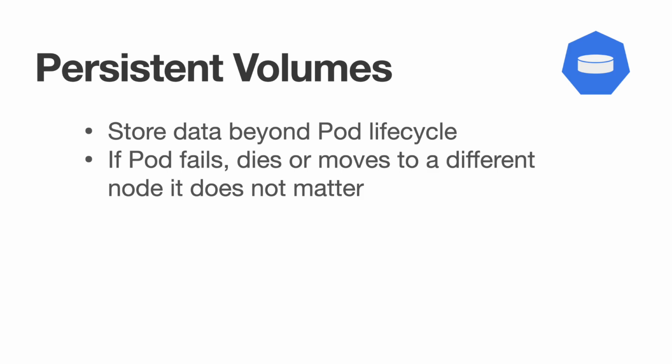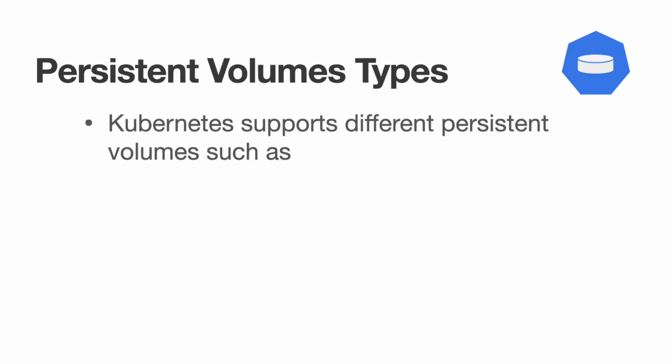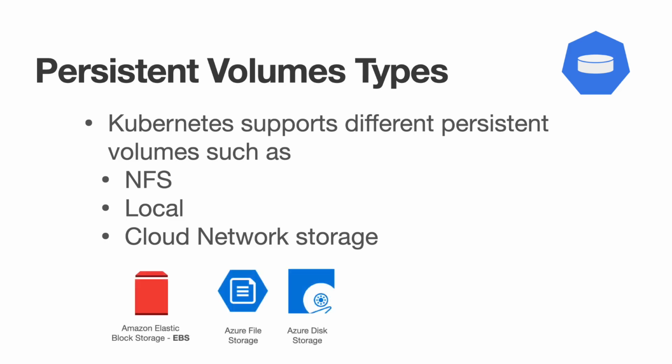Now, when it comes to persistent volumes, we have a couple of types. Kubernetes basically supports NFS. You can have local persistent volumes and also cloud storage. For example, if you're running Kubernetes on AWS, you get EBS, Amazon Elastic Block Storage. If you're running on Azure, you get Azure File Storage and disk storage as well. Or if you're running on GCP, or Google Cloud, you get Google Persistent Disk.